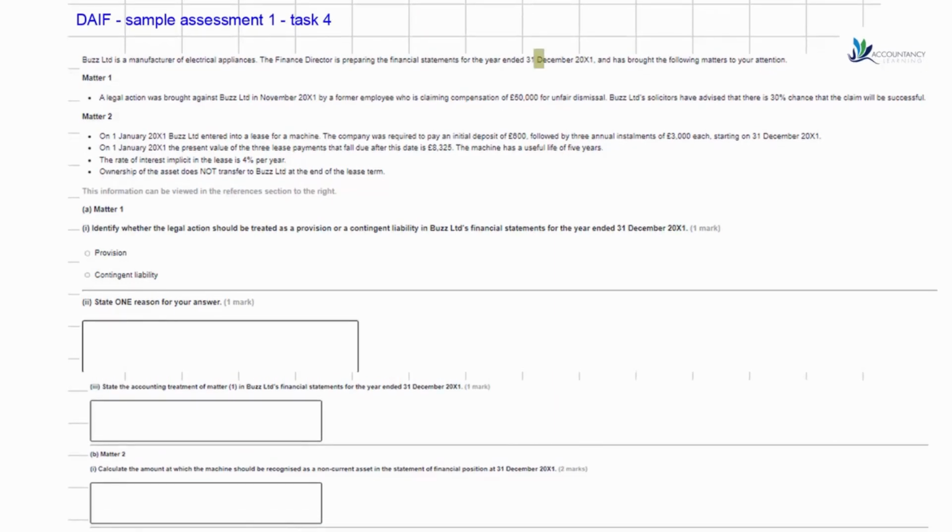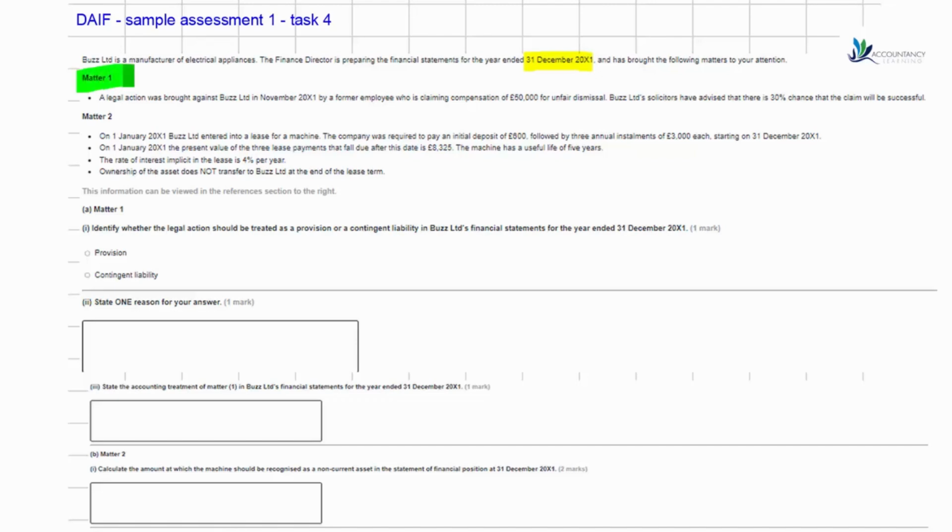So notice we've been given a date here, and the dates are significant because we may have events before or after that date. We may need to do some time apportioning. Remember, you do have a highlighter tool in the exam, and we'd recommend that you highlight every single date that you see in the question to help you take into account that there are different dates and they may be relevant to your answer. Anyway, it tells us that the Finance Director has brought the following matters to your attention. So let's look at matter 1 to begin with.